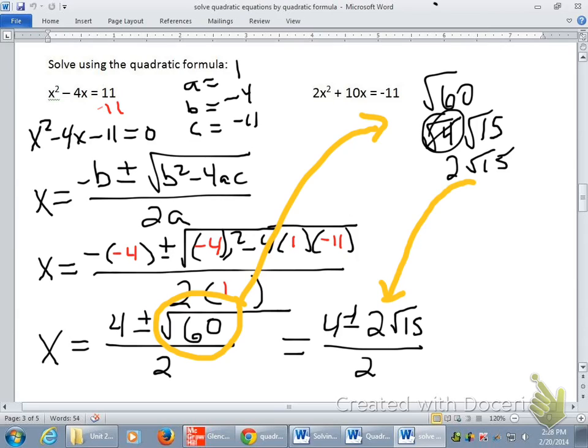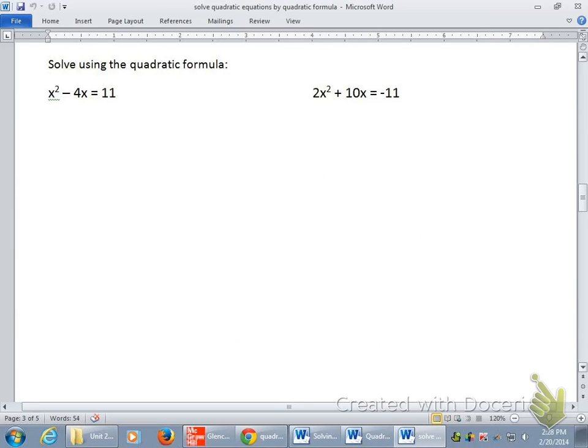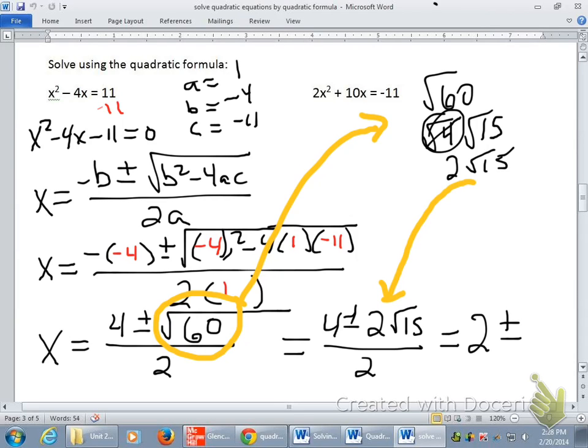And can I do any simplifying? I can. 2 goes into this 4 and this 2 and this 2, so I can basically reduce those two fractions, right? And that's going to give me 4 divided by 2 is 2, plus or minus 2 divided by 2 is 1. Hey, go back. There we go. 2 divided by 2 is square root 15. And that's our answer.